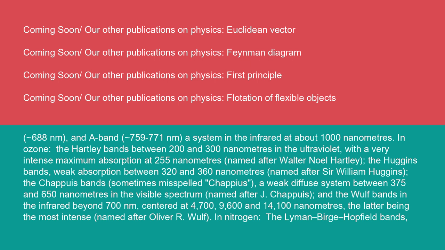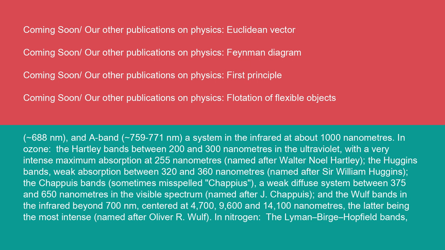In ozone, the Hartley bands between 200 and 300 nanometers in the ultraviolet, with a very intense maximum absorption at 255 nanometers, named after Walter Noel Hartley. The Huggins bands, weak absorption between 320 and 360 nanometers, named after Sir William Huggins.